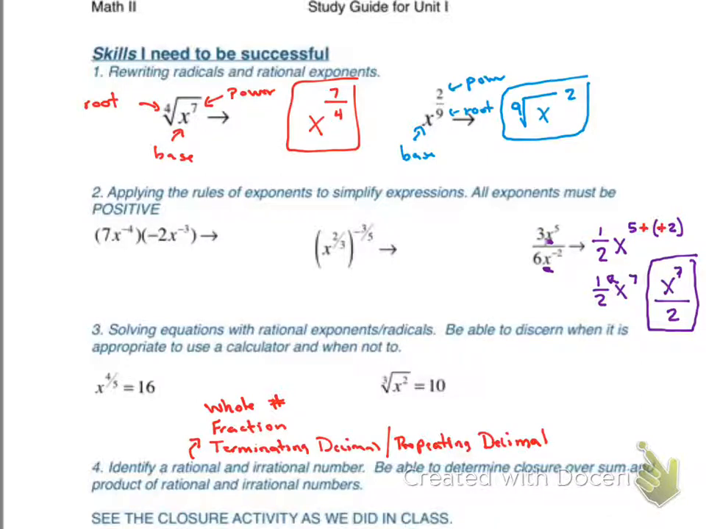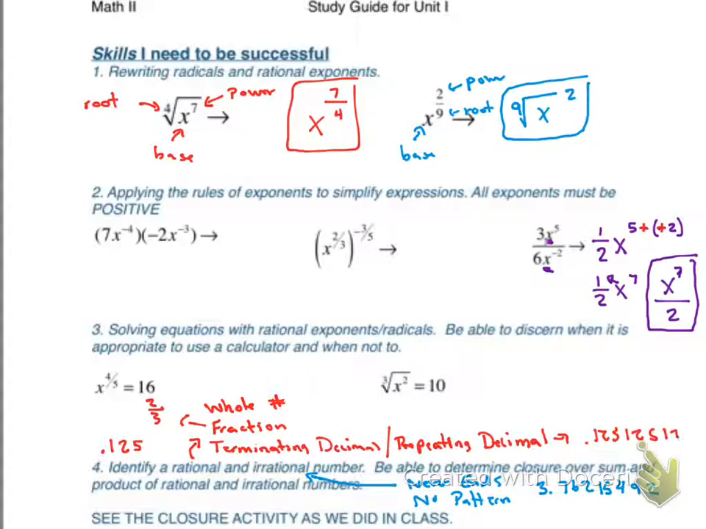Okay, and an irrational number, so if we're looking at irrational here, it never ends, and it has no pattern. Right, so this would be something like 3.762154992, and it just goes on forever without any pattern. Okay, going back to rational, a terminating decimal would be something like 0.125. Right, a fraction would be something like 2/3. A repeating decimal would be 0.125 repeating. Those are all rational.